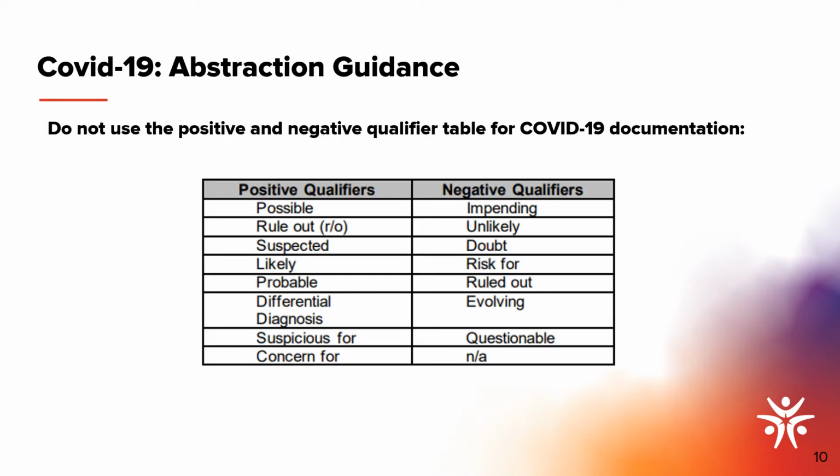I recently received guidance that states to not use a differential diagnosis of COVID-19 for suspected COVID. This is actually in line with the new guidance starting with the July through December discharges and is included on page 1-133 of the data dictionary. It states do not use the positive and negative qualifier table for COVID-19 documentation. And they specifically stated that differential diagnosis is one of the positive qualifiers that we would not be using to determine if COVID is present or not.